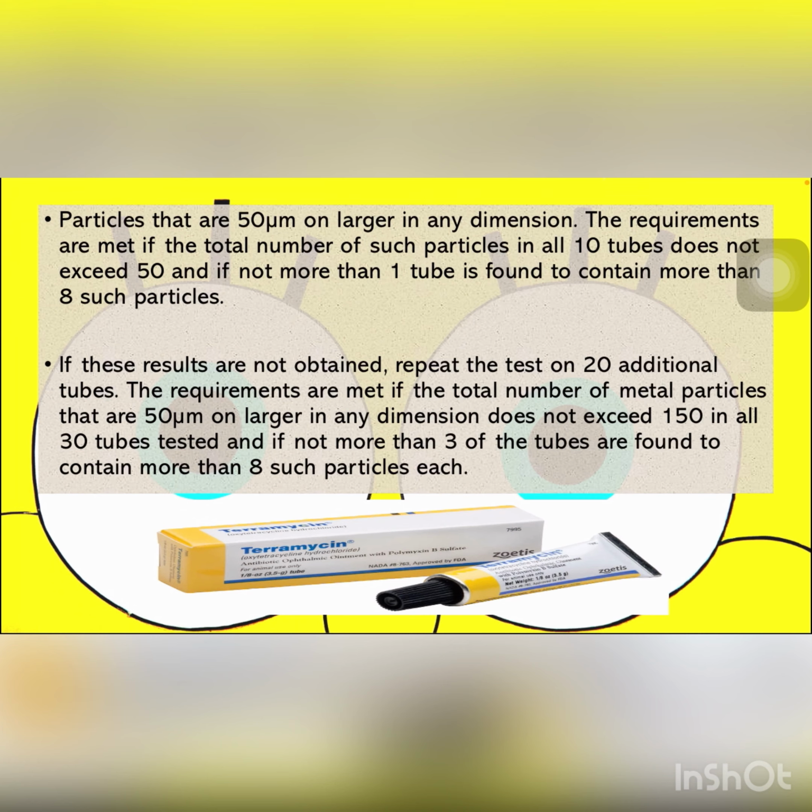If these results are not obtained, repeat the test on 20 additional tubes. The requirements are met if the total number of metal particles that are 50 micrometers or larger in any dimension does not exceed 150 in all 30 tubes tested and if not more than 3 of the tubes are found to contain more than 8 such particles each.